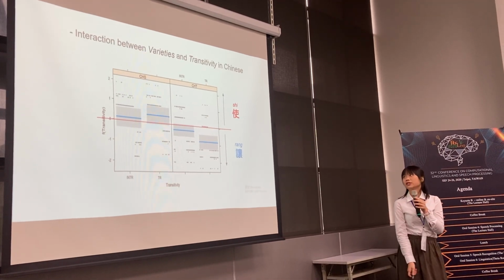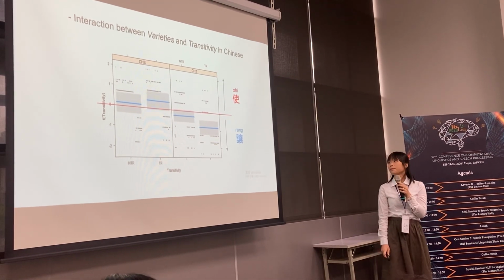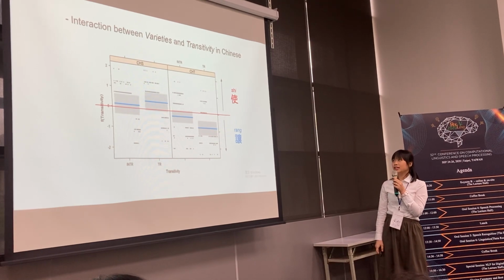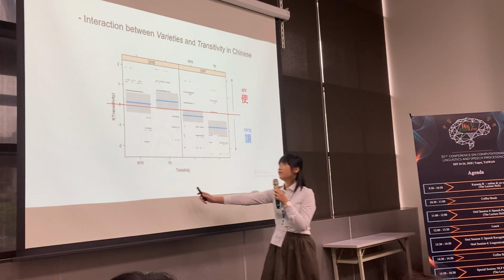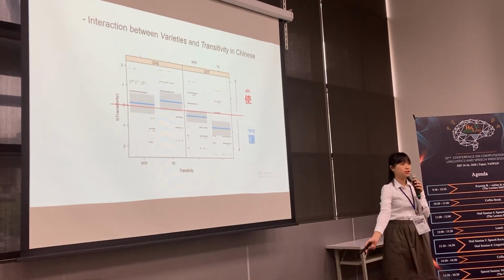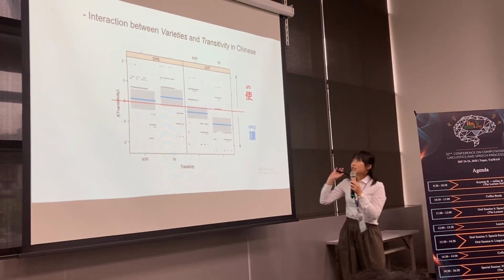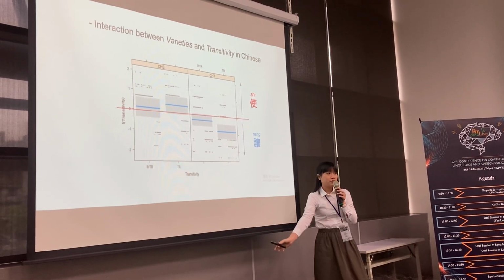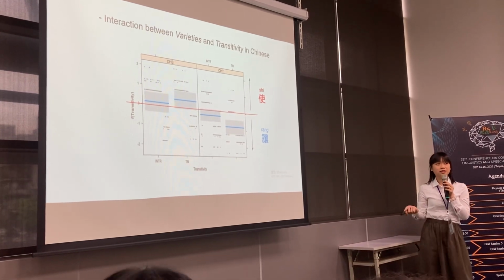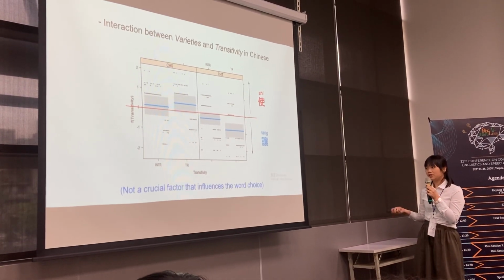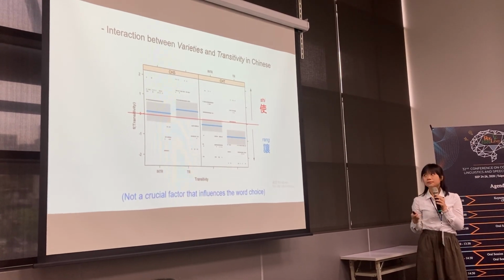This graph shows the interaction between varieties and transitivities in Chinese. As we can see, in simplified Chinese, both intransitive and transitive favor the use of 使. On the other hand, in traditional Chinese, intransitive and transitive both favor the use of 让. In this case, we conclude that transitivity is not a crucial factor that influences the word choice.